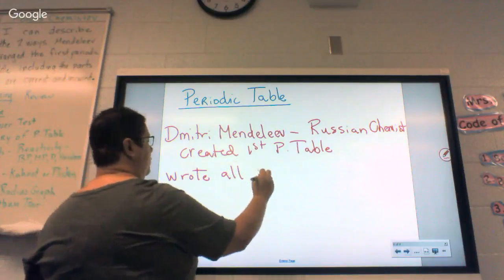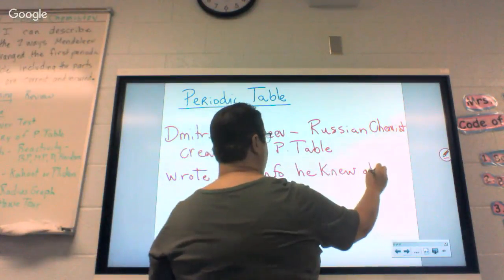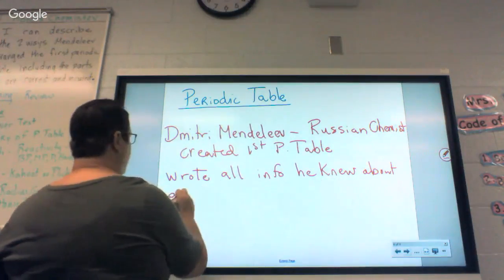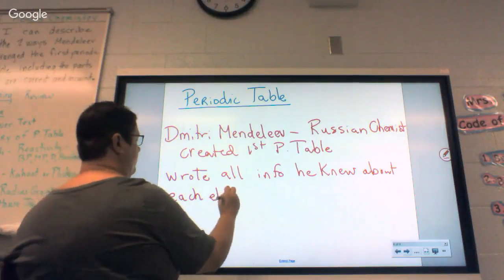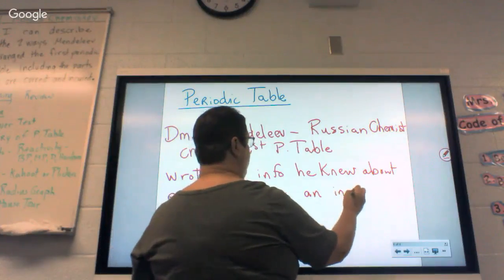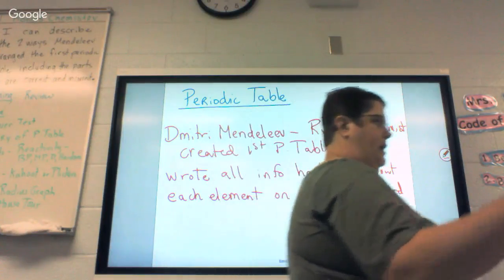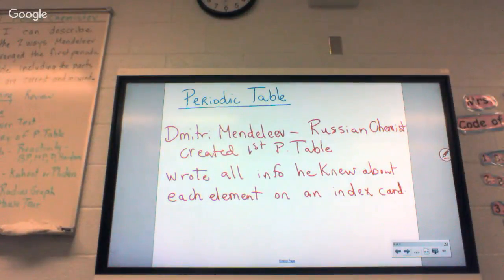all the information he knew about each element on an index card. Now, I don't know if in the 1800s when he was doing this, they had something called an index card, but for lack of a term for that in the 1800s, you can all relate to index cards. Danielle has an entire box sitting on her desk.